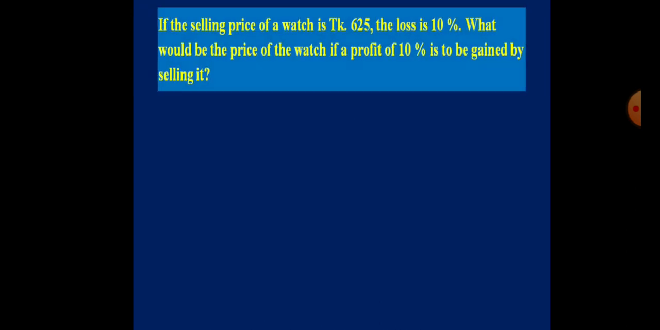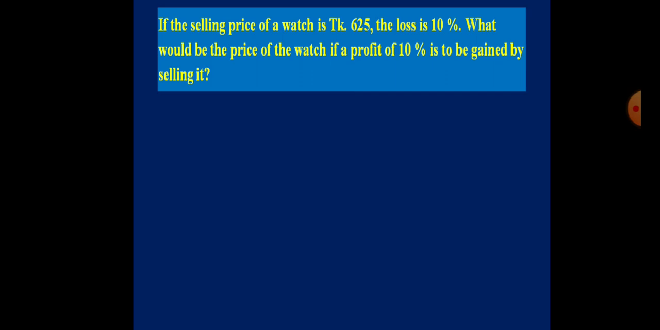Students, in this slide we will have a rather big problem and we will solve this one in two different ways. One is the big way and the other one is the small way. Let us see the big way first. Let us see the problem first. If the selling price of a watch is taka 625, there is a loss of 10%. This is statement 1. What would be the price of the watch if a profit of 10% is to be gained by selling it? Well, there are two statements, right?